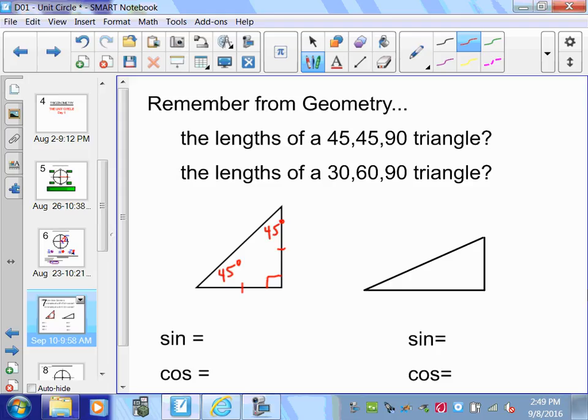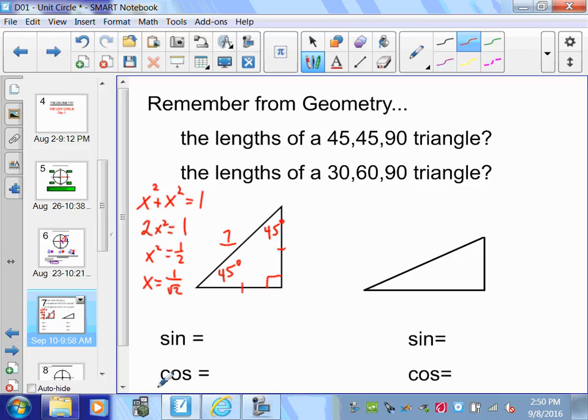All right, so in the isosceles right triangle, first of all, the radius is always the hypotenuse, so we know this has to be 1. Since these two sides are equal, they could both be x. So x squared plus x squared equals 1 squared, which is just 1. So you get 2x squared equals 1, and x squared equals 1 over 2. When you take the square root, x equals 1 over root 2.